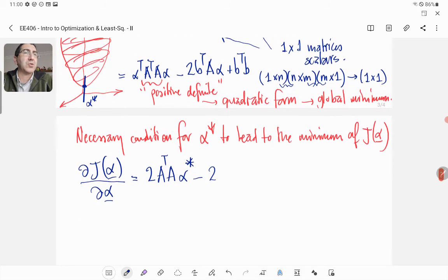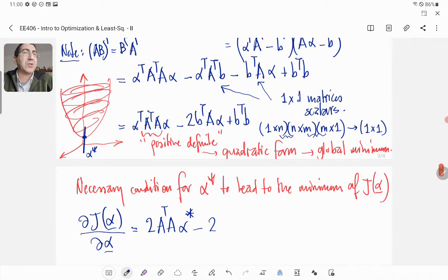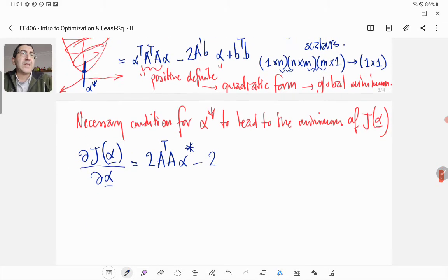It doesn't matter here, but let me use it here for consistency with my later notation. Let's use this term, okay? A transpose B. So 2 times A transpose B, and that's going to be equal to 0. And we need to solve this, right? So let's cancel out the constant term. So I have A transpose A alpha star is actually equal to A transpose B.